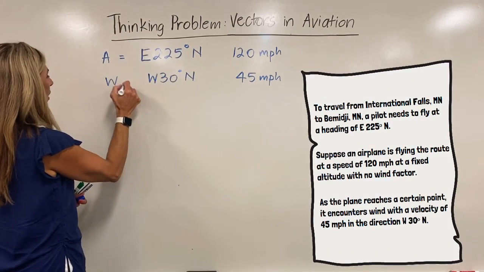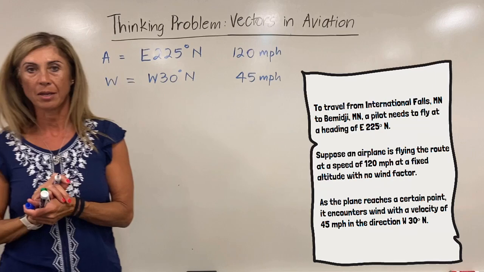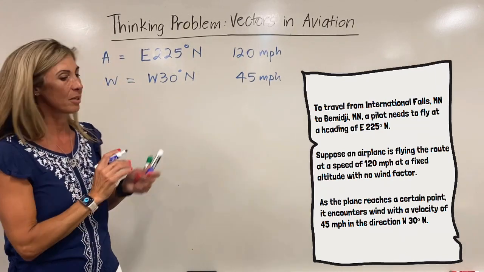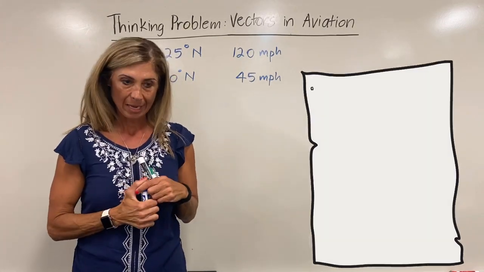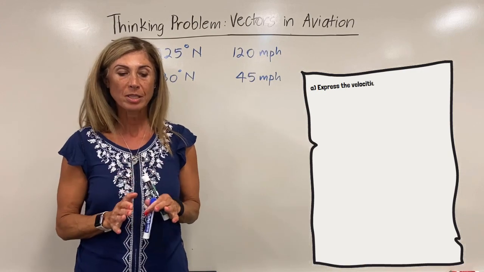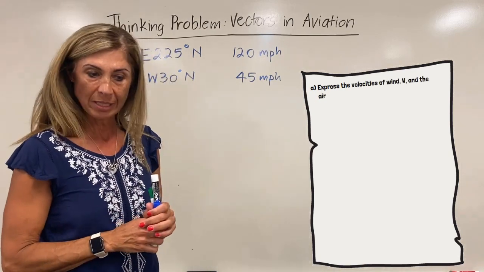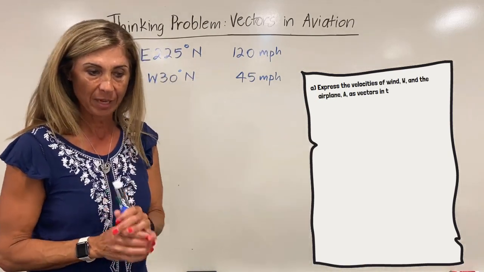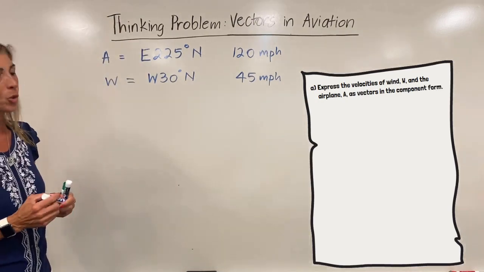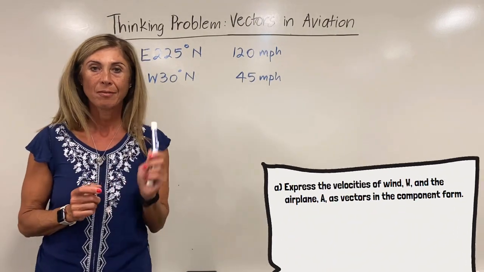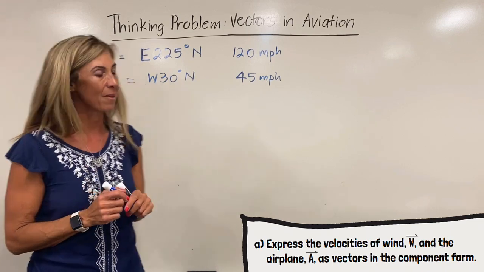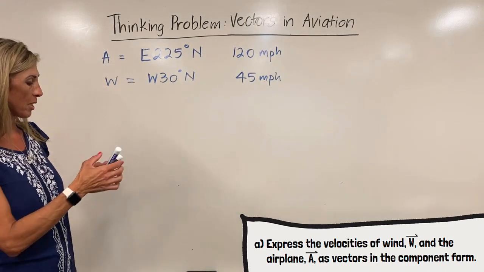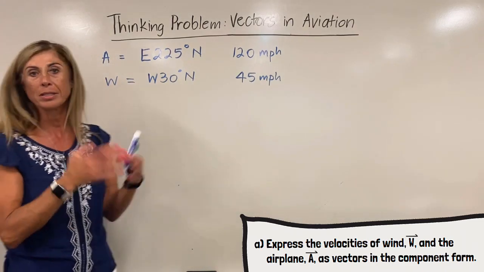So this is our wind, not written as vectors yet. We're just annotating some ideas that are given in the problem. Part A requires us to express the velocities of the wind and the plane as vectors in component form. And you'll notice we're going to call the wind vector W and the plane vector A. So first things first, always sketch a diagram.